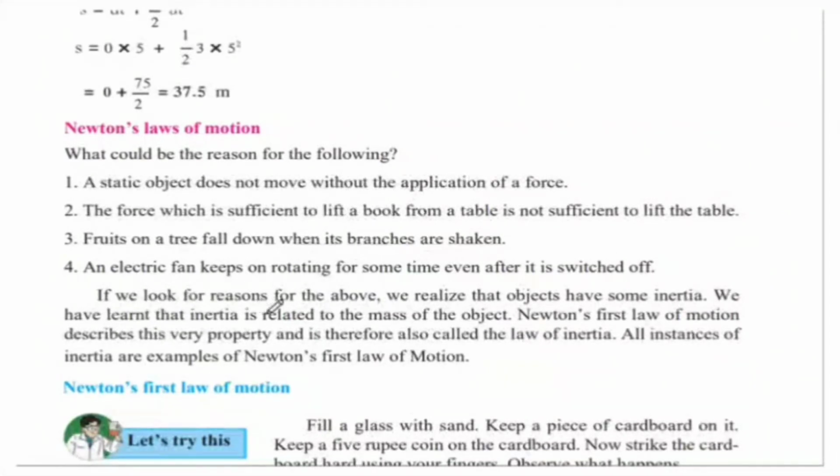If we look for reasons for the above, we realize that objects have some inertia. So what is inertia? Inertia is a property of matter by which it continues in its existing state of rest or uniform motion in a straight line unless that state is changed by an external force. What does this mean? If an object is at rest, it will continue to stay at rest, or if an object is in motion, it will continue to be in motion unless an external force is applied.